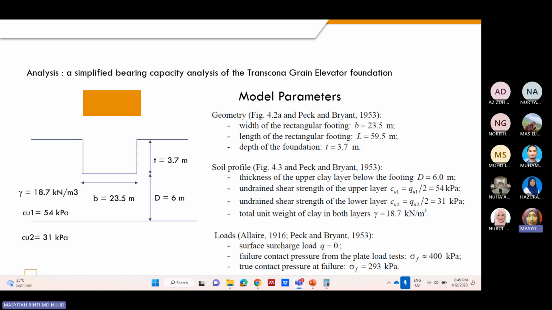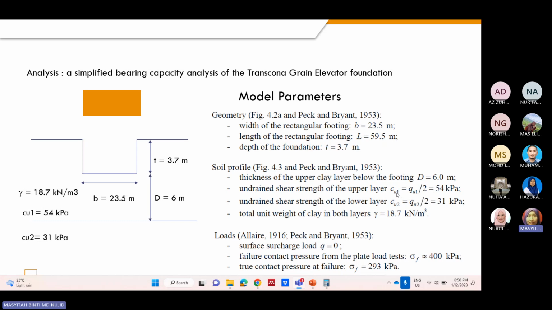So these are the model parameters. The geometry we can extract based on the problem. Width of the rectangular footing is 23.5. Length of the rectangular footing L is 59.5 meters. Depth of foundation T is 3.7 meters. So the soil profile comes from the borehole report. Thickness of the upper clay layer below the footing D is 6 meters. So this is what it explains. Undrained shear strength of the upper layer.